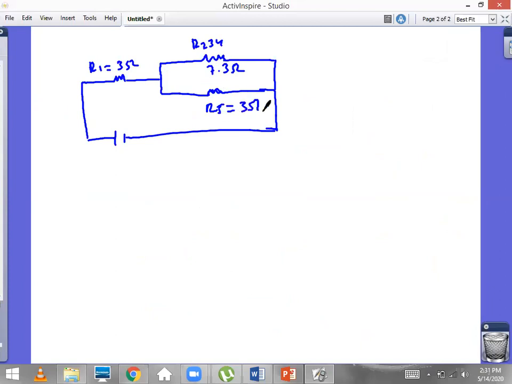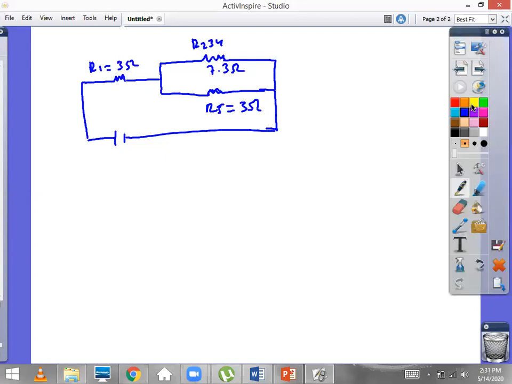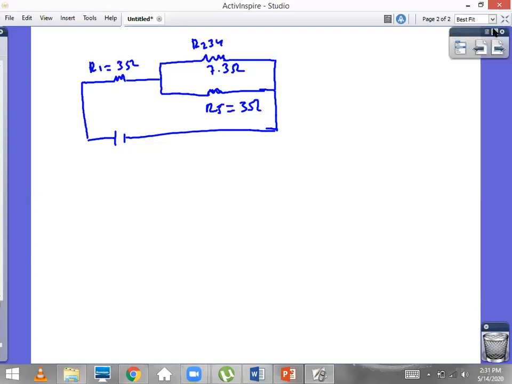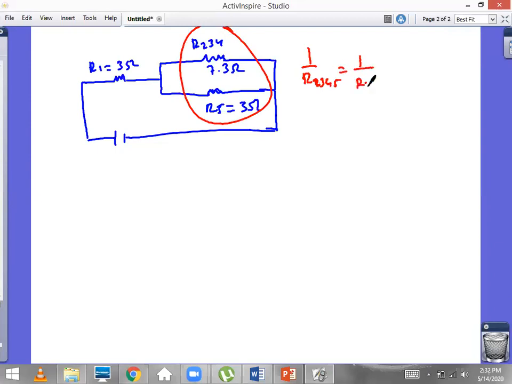So now our job becomes much easier compared to before. Now again, let's find this part and make our circuit series. These two are parallel to each other. So it's going to be 1 over R2,3,4,5 equals 1 over R2,3,4 plus 1 over R5. Okay? Let's call this one R equivalent 1.